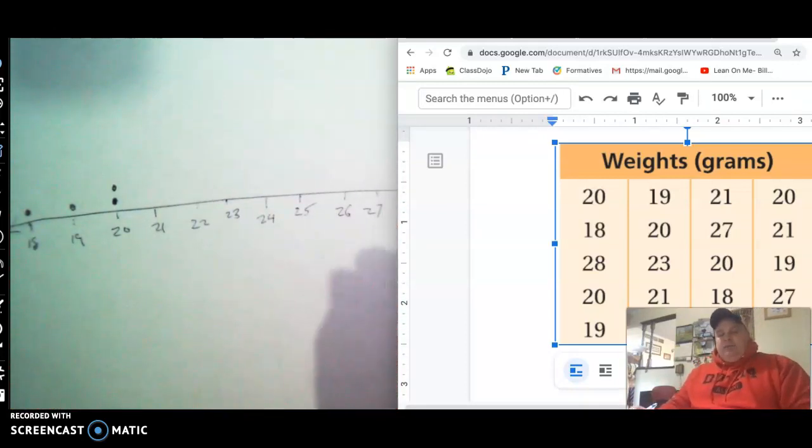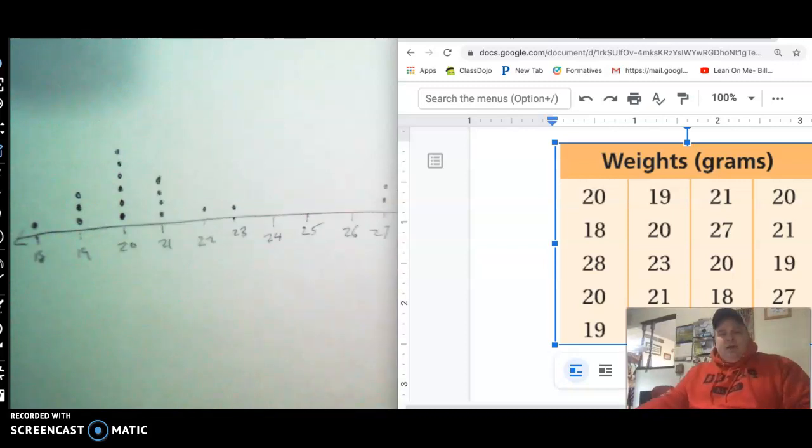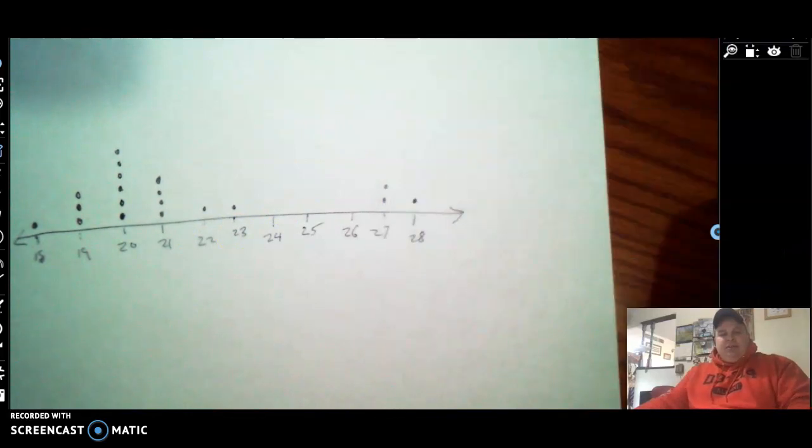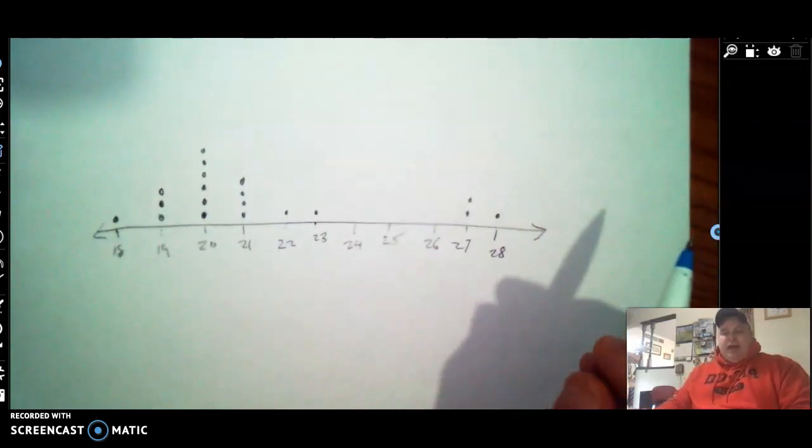Complete it. I'm going to give you a couple of seconds to complete your chart. Go ahead and press pause. Okay, I finished making my dots. I hope you finished making yours. So I'm going to go ahead and get rid of my table. I no longer need that table. So now you're just looking at my dot plot.